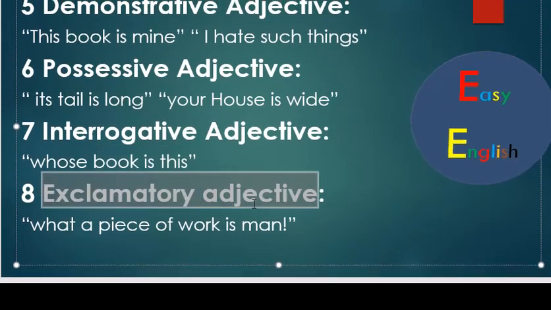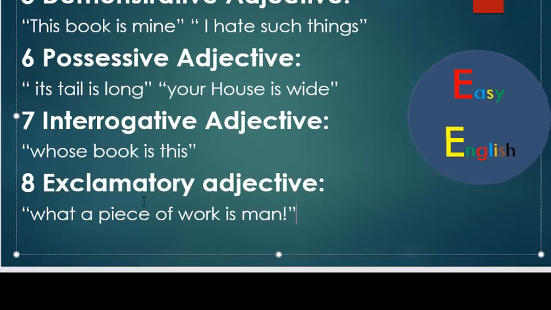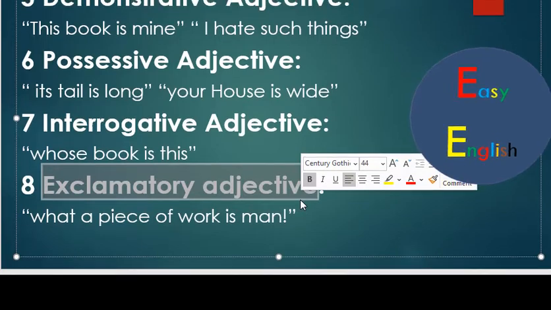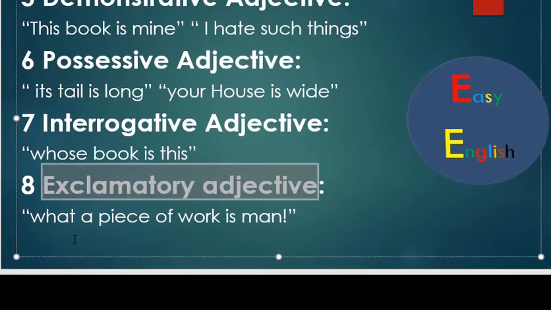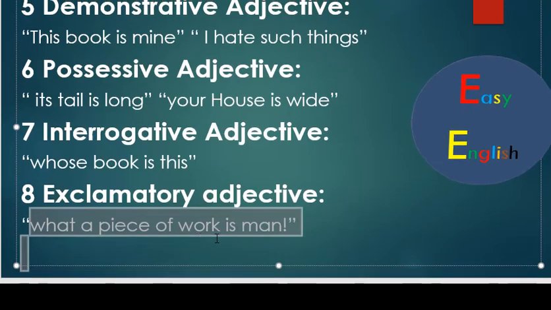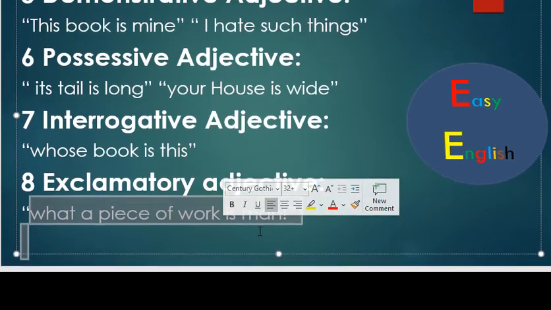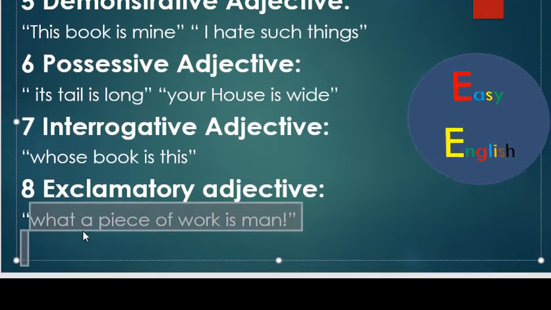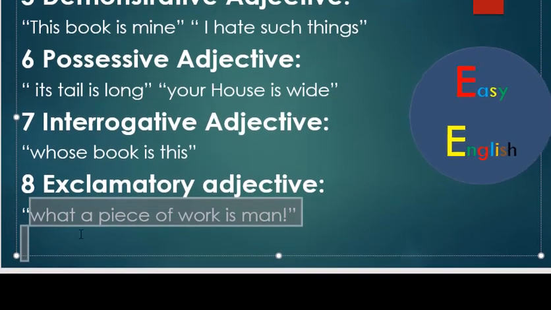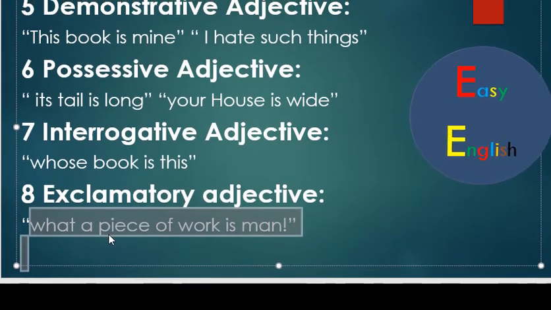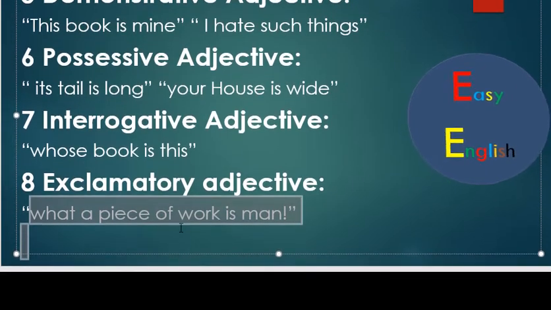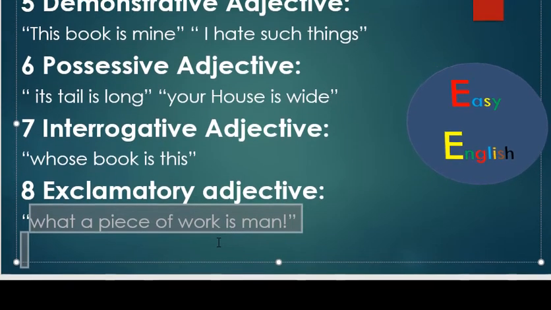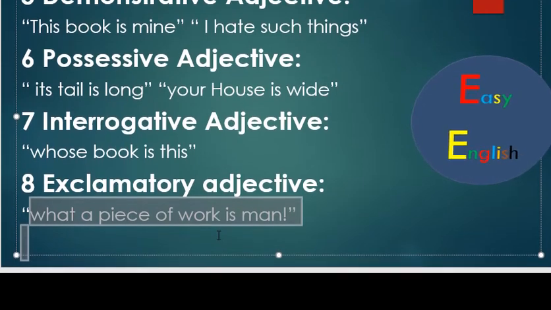The next one is exclamatory adjective. By the exclamation, it shows sudden surprise, to show strong feelings. For example, what a piece of work is man. Here it shows a sudden surprise feeling. What a piece of work is man. And one more example to understand: what an idea, which shows the exclamation of an adjective.